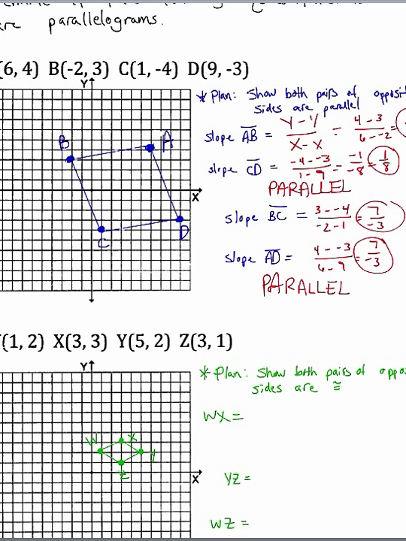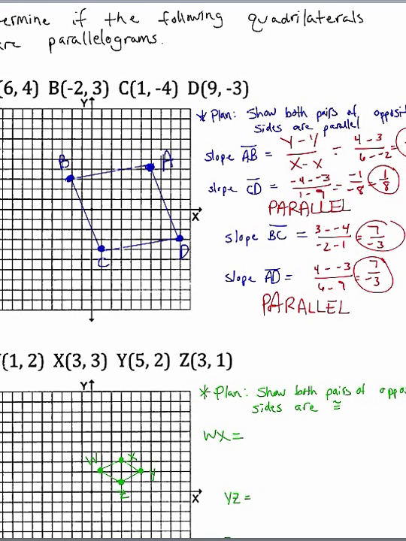I verified using the slopes that AB and CD are parallel, and I verified using slopes that BC and AD are parallel. So I would say yes, this is a parallelogram because my plan worked. Both sets of opposite sides are parallel. That's one way that you could do this.